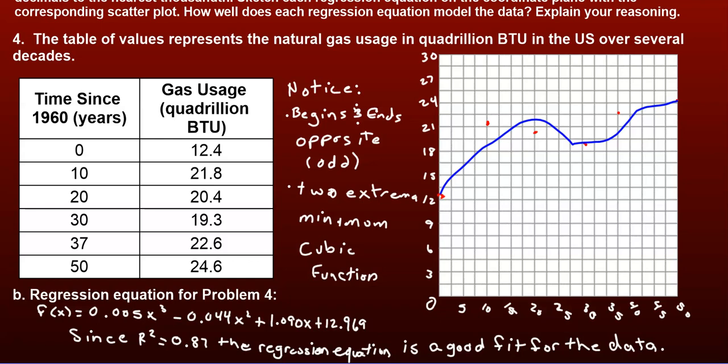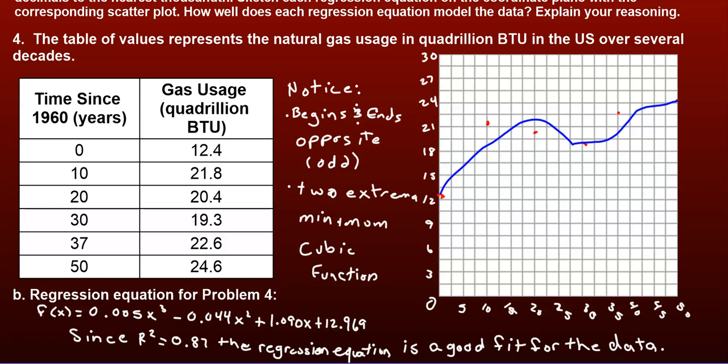So a lot just happened here. First thing you'll notice is that it begins and ends opposite. So that means that we have an odd degree. There are 2 extrema. So that means that the minimum we would have is a cubic function. You'll remember that I went back to Desmos and looked up the cubic function information in order to get the regression equation. And then along with that, we noticed that r squared is 0.87. So the regression equation is a good fit for the data.